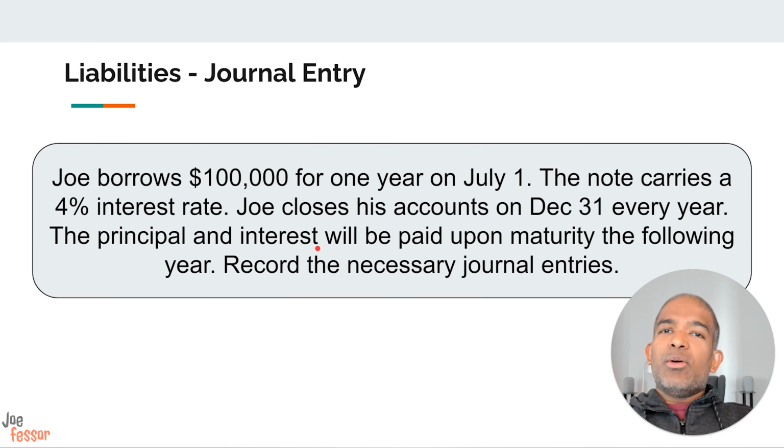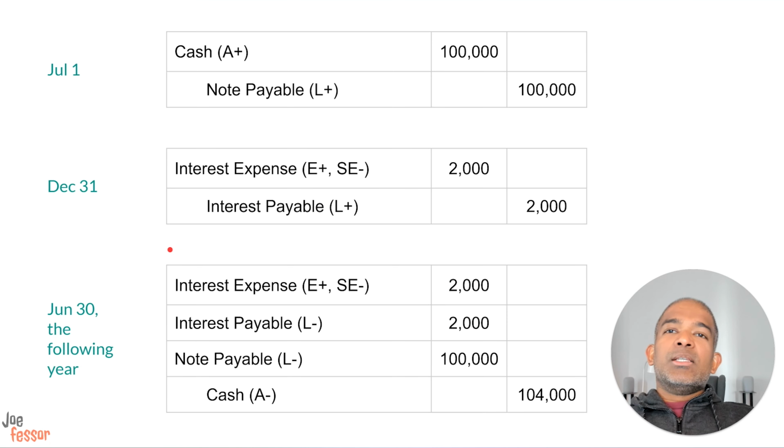Now let's follow a borrowing scenario step by step, examining how transactions are recorded through journal entries. Joe borrows $100,000 for 1 year on the 1st of July. The note carries a 4% interest rate. Joe closes his accounts on the 31st of December every year. The principal and interest will be paid upon maturity the following year. Record the necessary journal entries. So let's see.